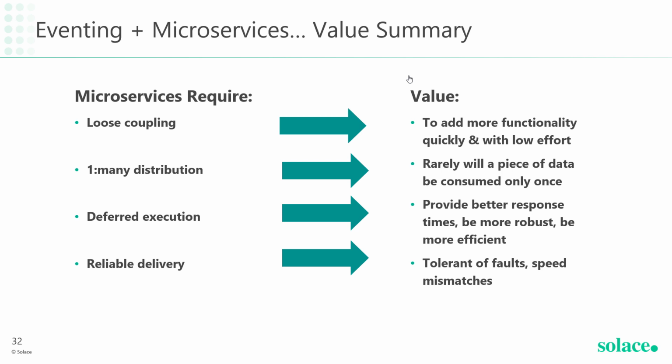consumed once. I think that's a fallacy that sometimes exists within the API space, that everything is a one-to-one style interaction. You do want deferred execution from a response time, scalability, and shock absorption perspective. And finally, a lot of microservices architectures today are using eventual consistency, which implies you need reliable delivery and you need to be tolerant to faults, speed mismatches, etc.